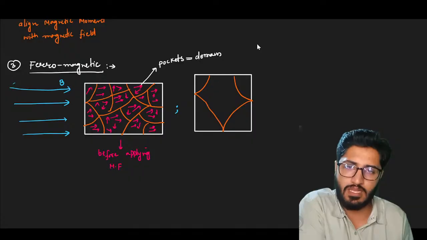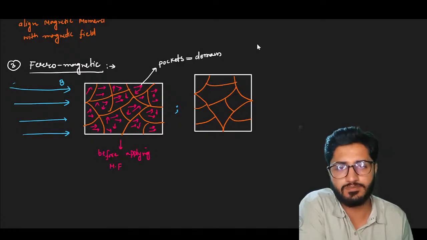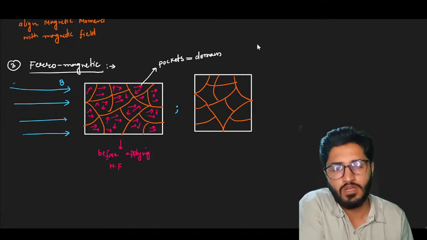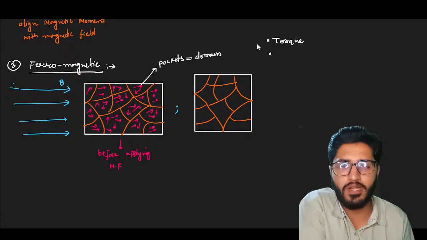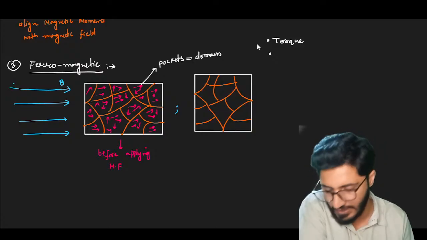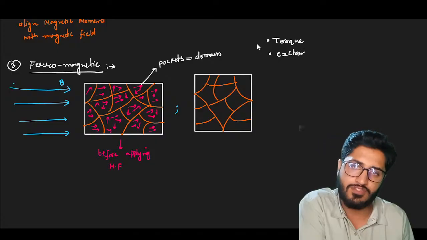I'm not making it 100% similar, but there is no worry about it. No issue, I can make it like this. So there are two things. One is torque, and torque will try to align your magnetic moment with the magnetic field. The second thing is exchange coupling.